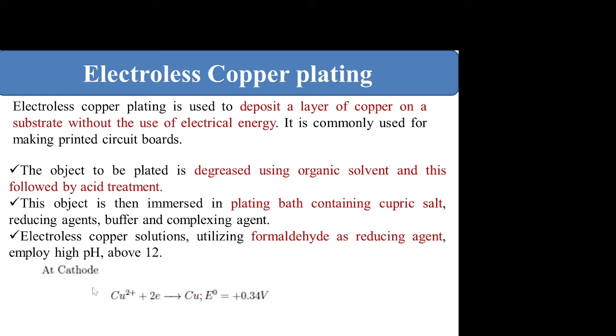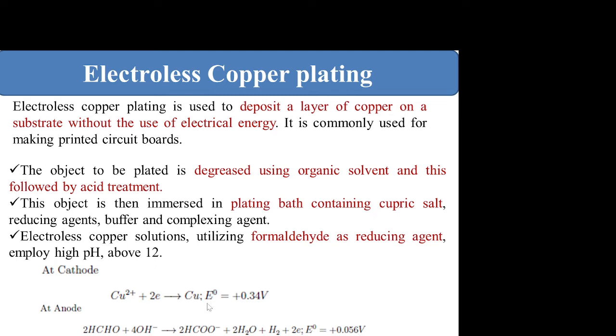Then let us see the electrochemistry. Copper 2+ plus 2 electrons give copper. The reduction potential of copper is +0.34 volt. The reducing agent is formaldehyde, HCHO. Formaldehyde, in alkaline medium, has a potential of about 0.056 volt. So this is a reduction reaction.